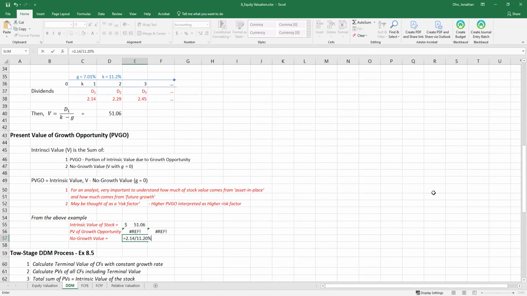11.2%, right? That's the no growth value. If you look at this one here, the remaining is the PVGO, the 51 minus 19, that's PVGO. So if you change these two components of intrinsic value into percentages, look at this: no growth value is 37.4%, but PVGO, the growth opportunity, is about 63%. It's pretty high, right?